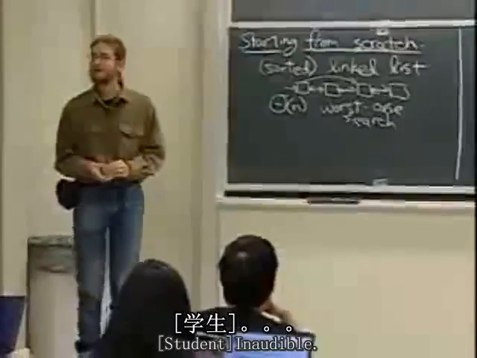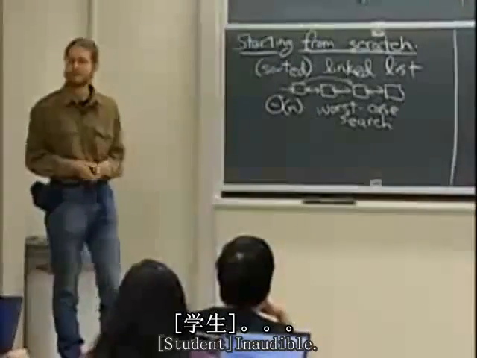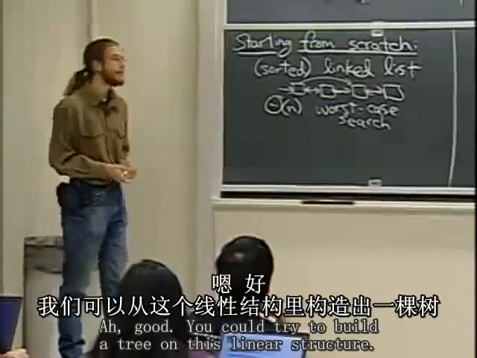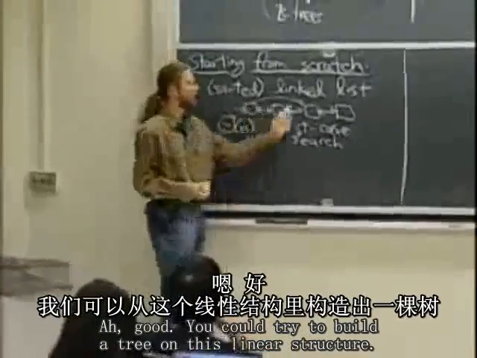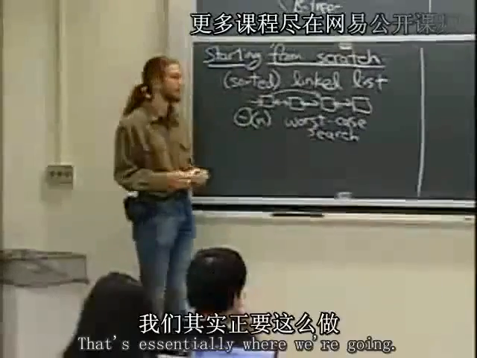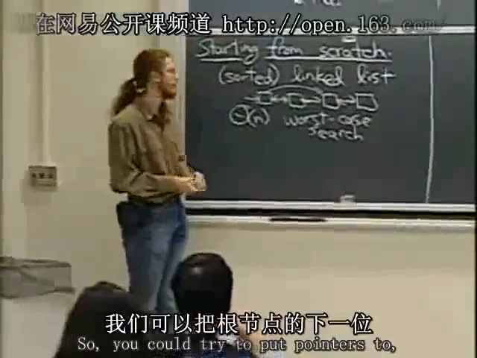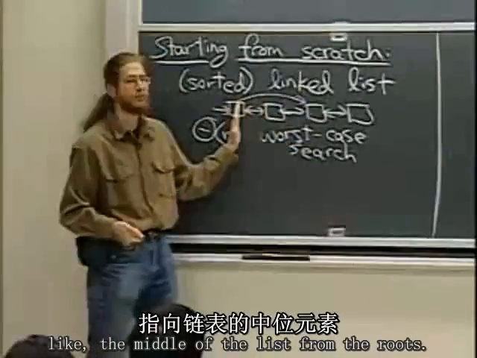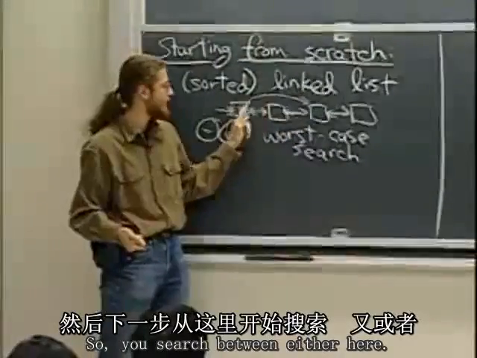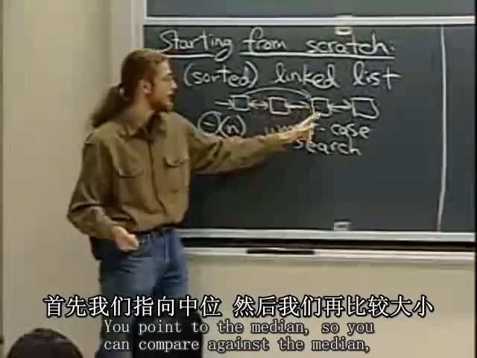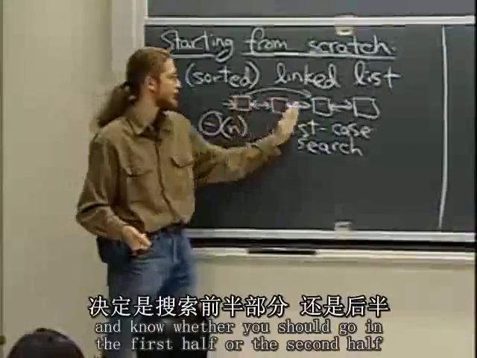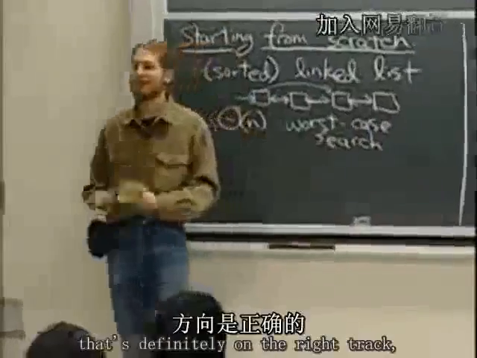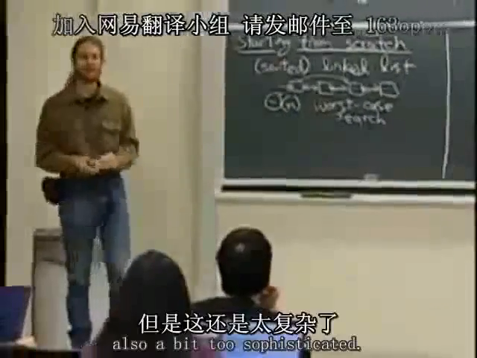You could give each node 2 pointers, the 2 nodes that you might want if you're doing binary search. Ah, good. You could try to build a tree on this linear structure. That's essentially where we're going. So you could try to put pointers to maybe the middle of the list from the root. You point to the median, so you can compare against the median, know whether you should go in the first half or the second half. That's definitely on the right track. Also a bit too sophisticated.